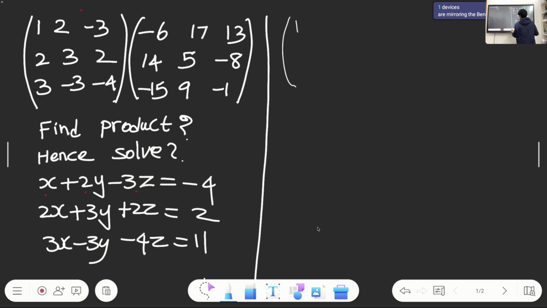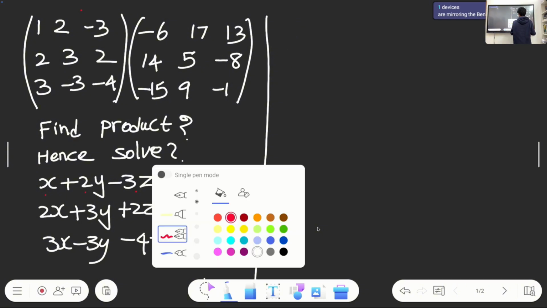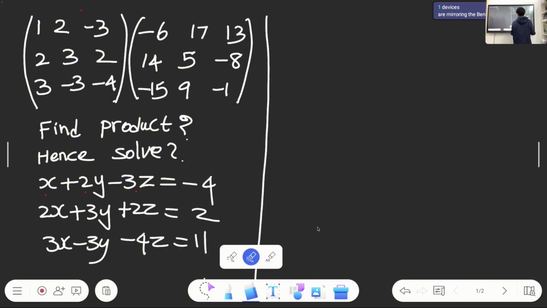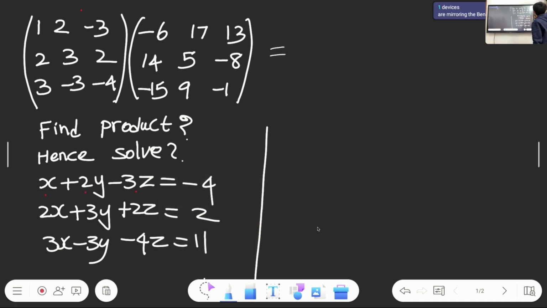Students, I'm multiplying it over here. Now, let's multiply. Minus 6, minus 6. 14 into 2 is 28. Plus 15, 30, 45. Okay, this will become bigger, but it's okay. I can make it smaller.